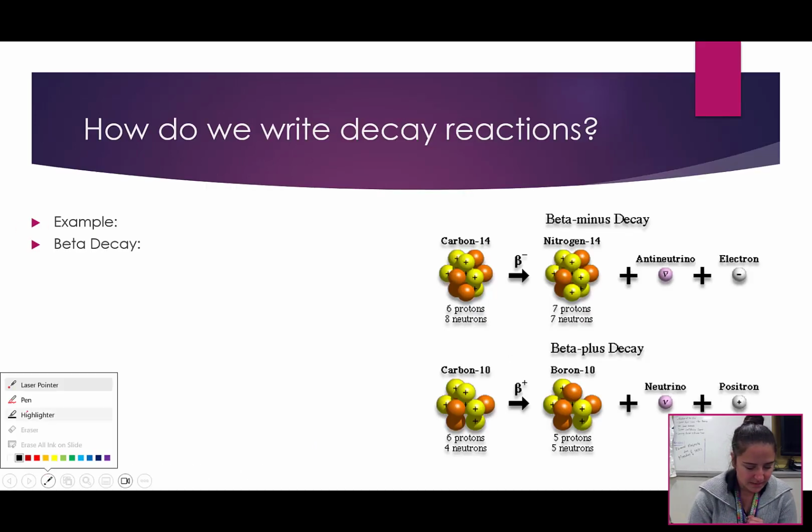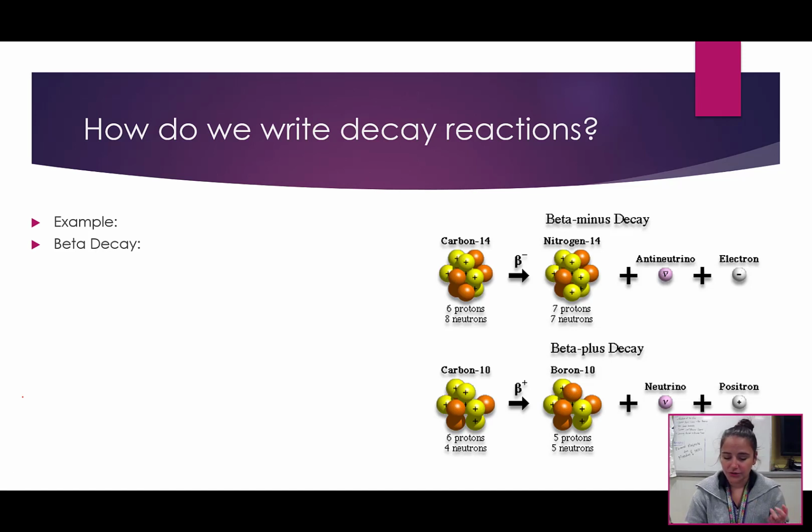Now, beta decay can be a little bit more complicated, so let's look at that one. In beta decay, we're going to do a beta minus and a beta plus. Carbon 14 undergoes beta minus decay, and this is actually how we date fossils. When it decays, it emits that electron with no mass and a -1. That happens when a neutron changes into a proton.